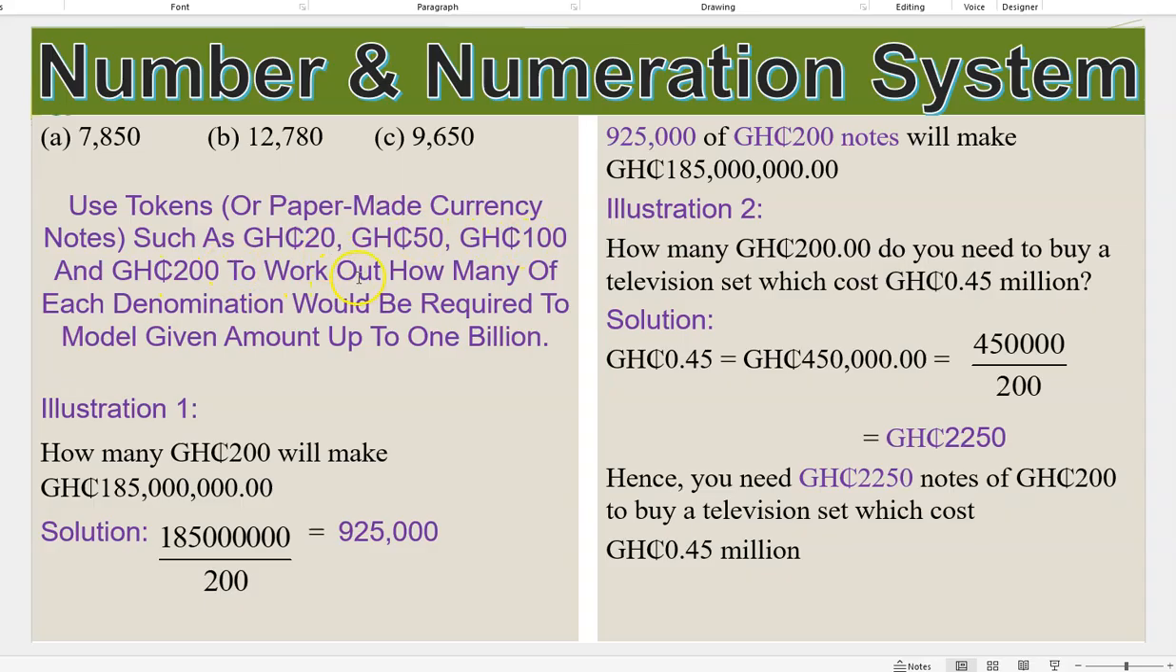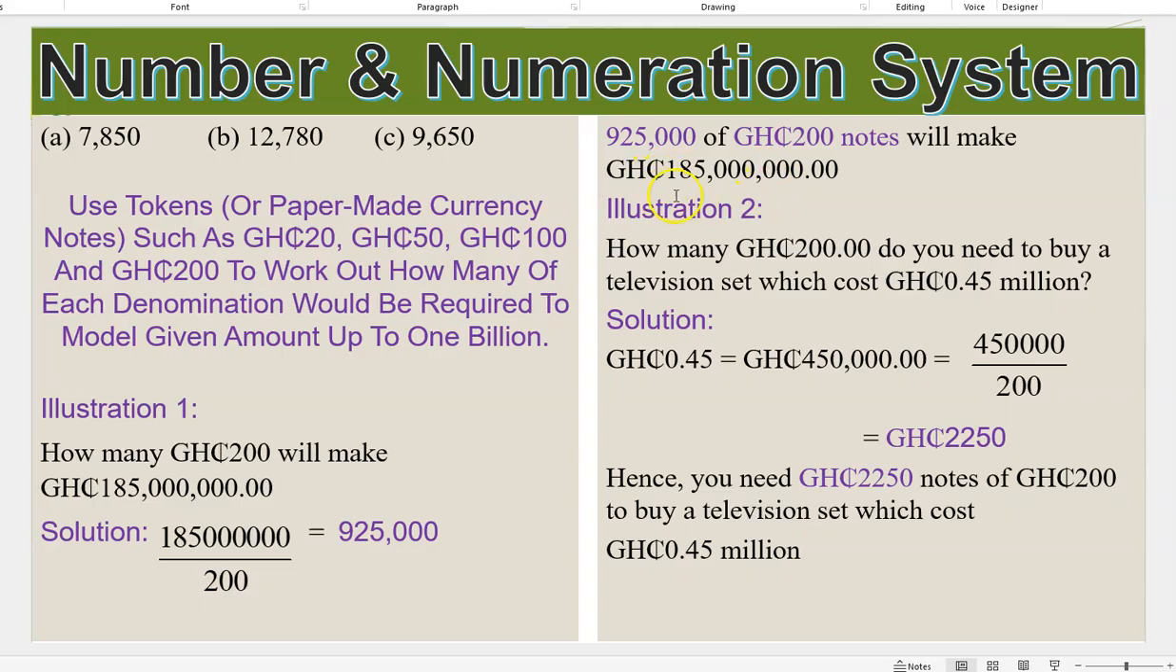Next, we are going to use 20 Ghana cedis, 50 Ghana cedis, 100 Ghana cedis, and 200 Ghana cedis to work out how many of each denomination will be required to model a given amount up to 1 billion. Question 1. How many 200 Ghana cedis will make 185 million? This is simply by dividing 185 million by 200 Ghana cedis, and that will give us 925,000. And therefore, 925,000 of 200 notes will make up 185 million.